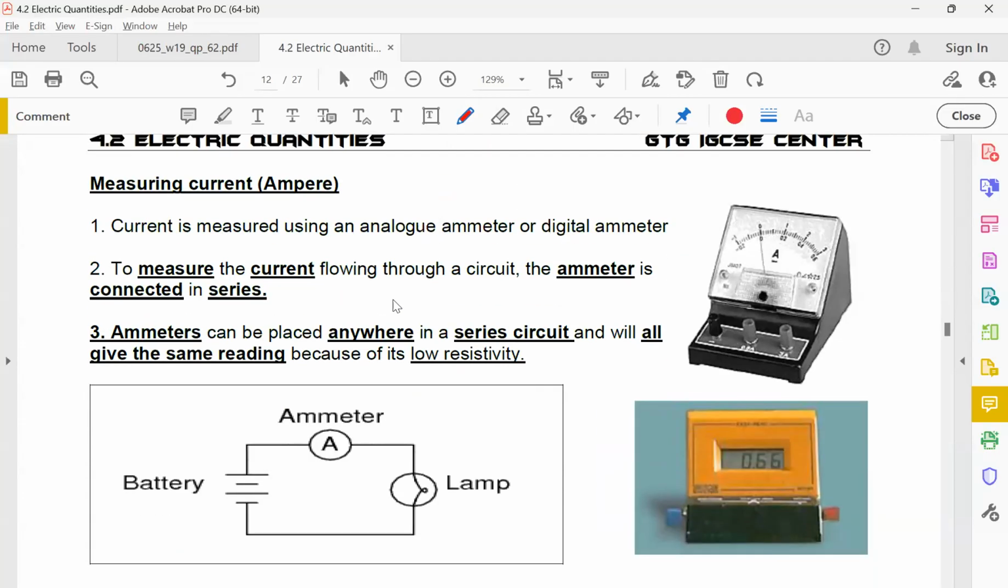If you look at the first statement here, it's quite straightforward. Current is measured using an analog or digital ammeter. Analog is basically these needles here, and digital is a digital reader. To measure current flowing, an ammeter is always connected in series because generally they have very, very low resistivity. Can you guys copy everything down from here first?